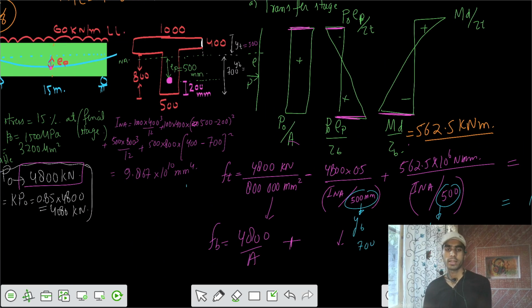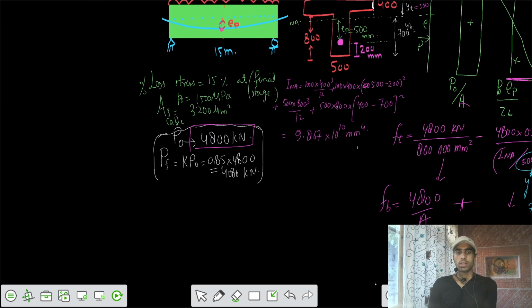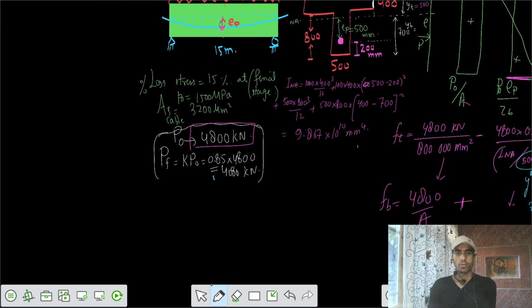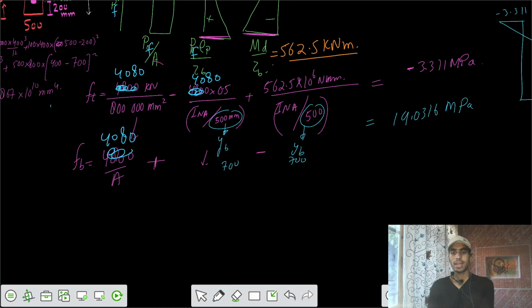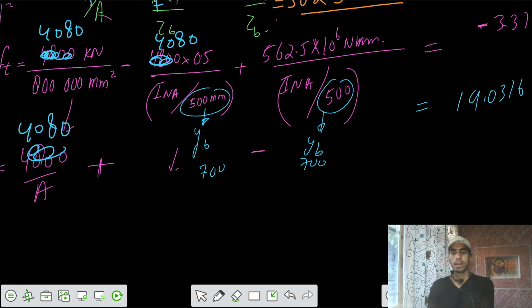So let's take the second stage, that is the final stage, with the value of P final as 4080. We can directly take that as 4080. We have some final force PF, so I can write that the final value is 4080. All the stuff is same except we have to change that Z top, Z bottom accordingly.